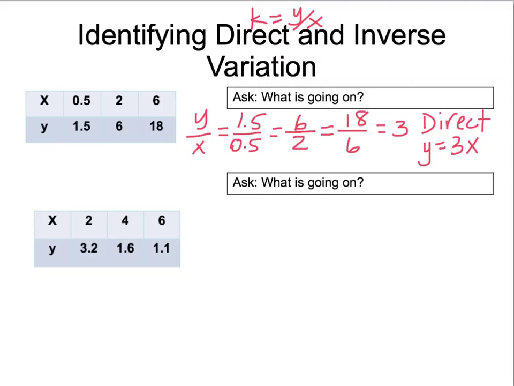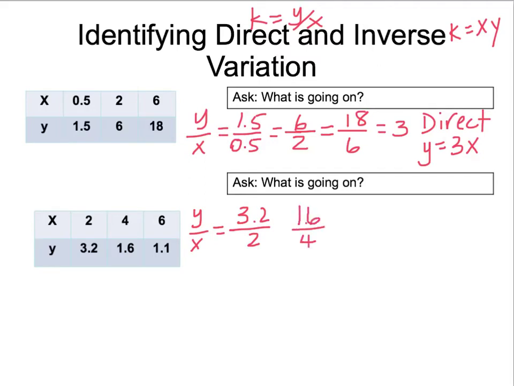If it's an inverse variation, what stays constant? Well, remember we had y equals k over x, and you would multiply it to solve. It's x times y. It's the product of x and y that stays constant in an inverse variation. So let's again start with our ratio y to x. 3.2 over 2 is 1.6.